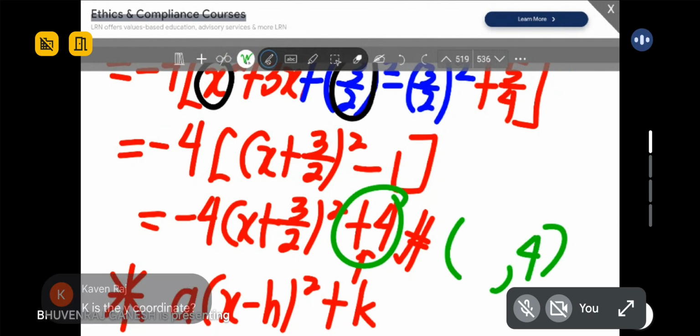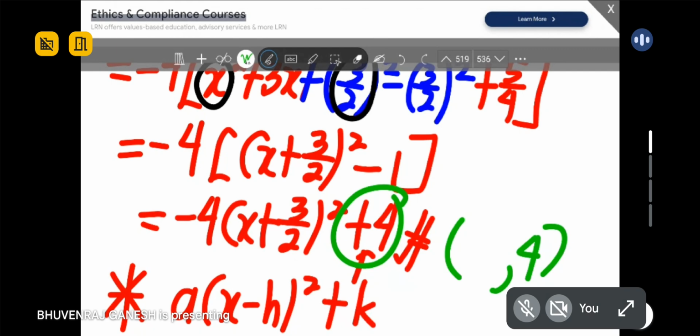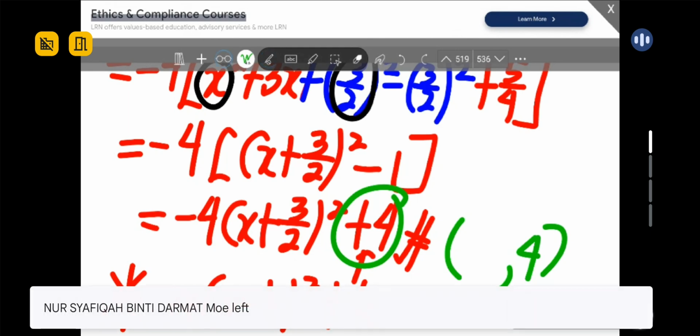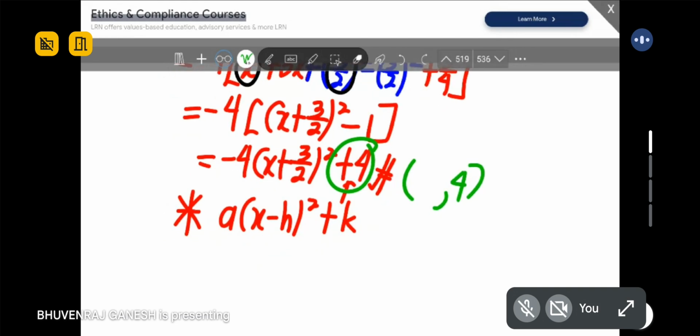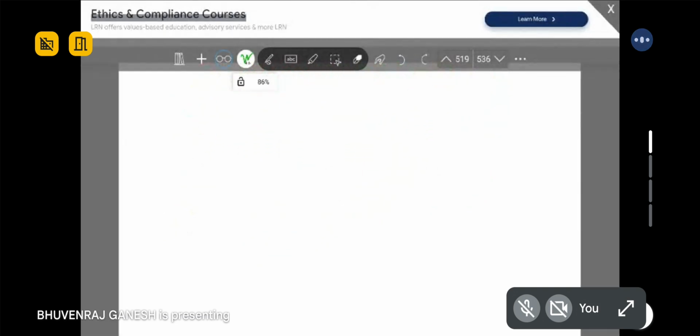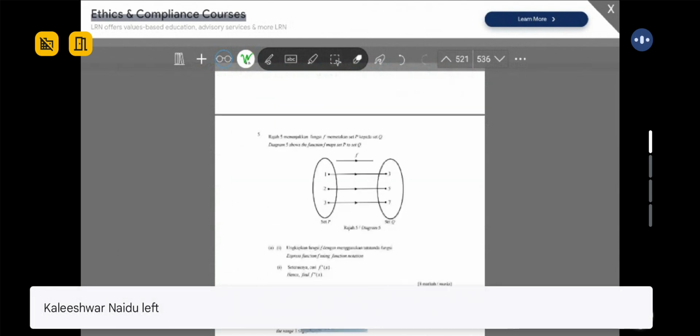Okay? Is this an SPM question? No. This one is a final year question from one of the states. This one discusses all your Form 4 topics for AdMaths to revise back. Okay? From chapter 1 until chapter 10. K is the y coordinate. Yeah, correct. Okay? Can, guys? So continue. Next one.